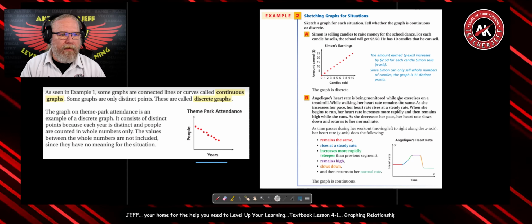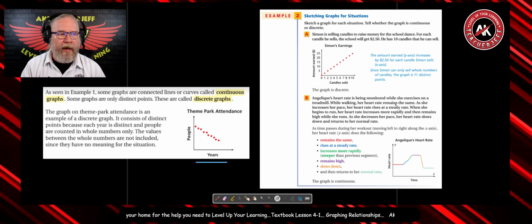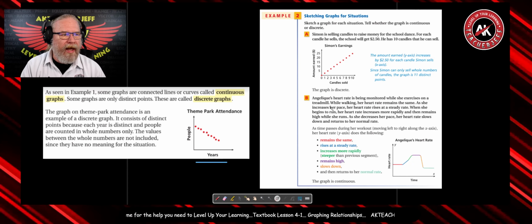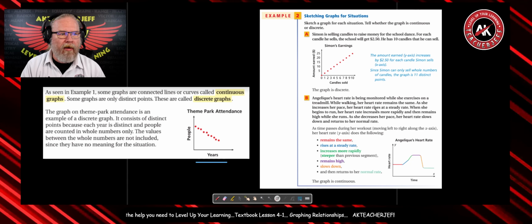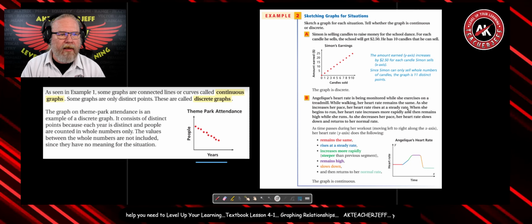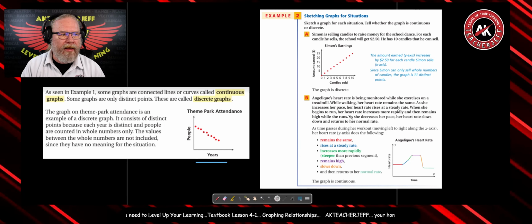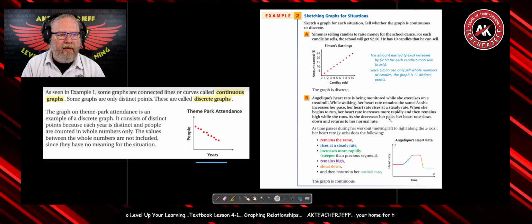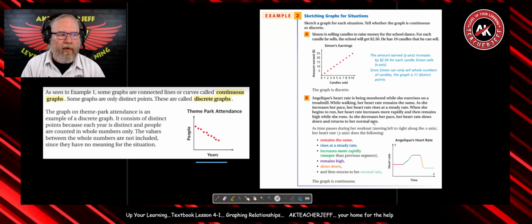Angelique's heart rate is being monitored while she exercises on a treadmill. While walking, her heart rate remains the same. As she increases her pace, her heart rate rises at a steady rate. When she begins to run, her heart rate increases more rapidly and then remains high while she runs. As she decreases her pace, her heart rate slows down and returns to her normal rate.